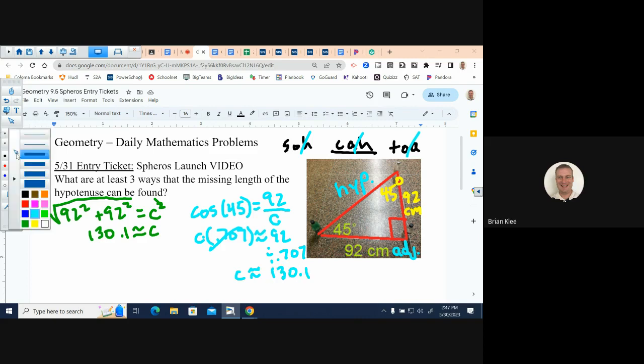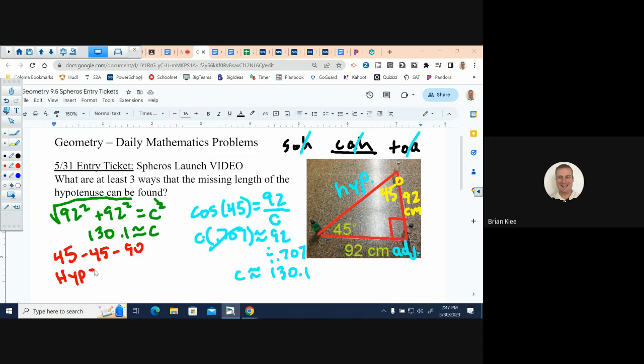And then the last way to go about finding that hypotenuse is using 45, 45, 90 facts. I got carried away talking about the 45s, and yeah. Where the hypotenuse equals the small leg, or the leg, times root 2. So we've got 92 times root 2.